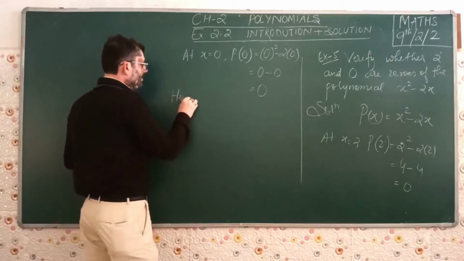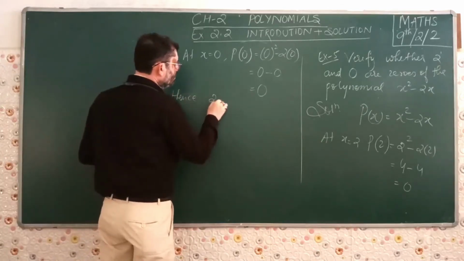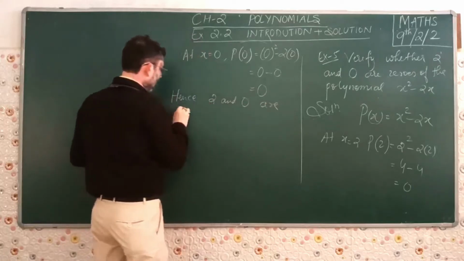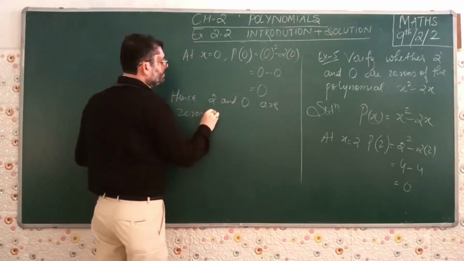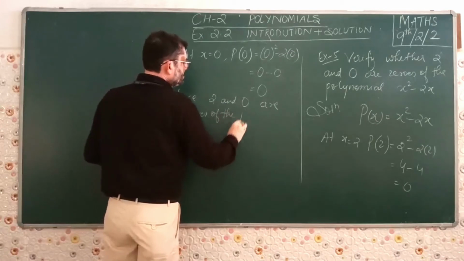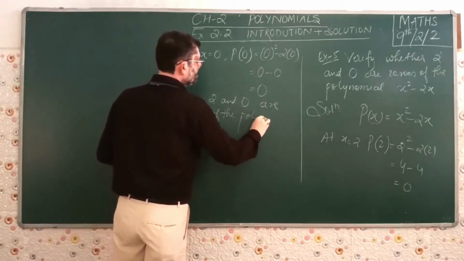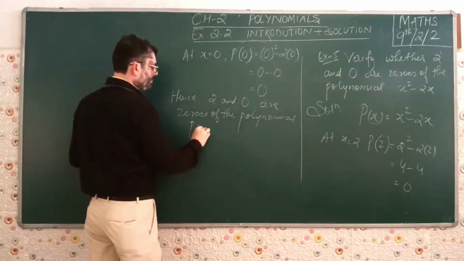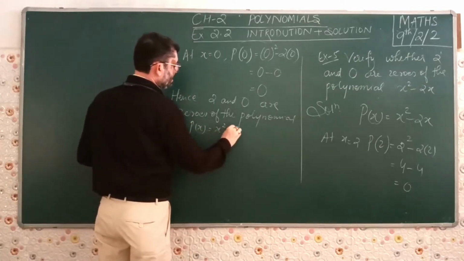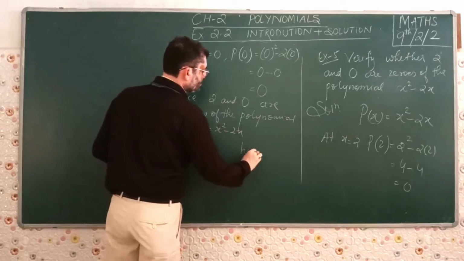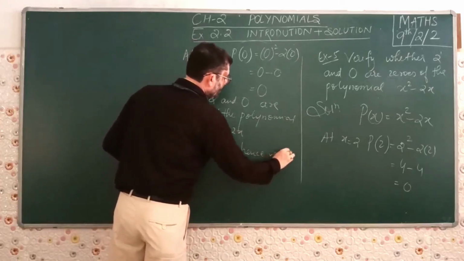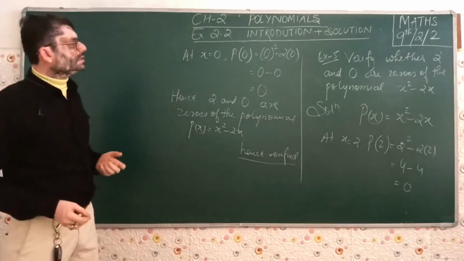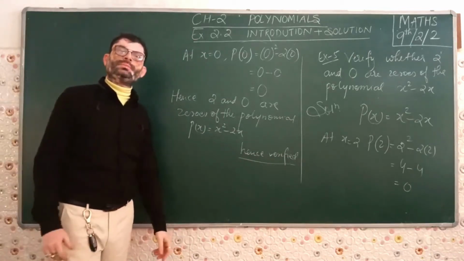Hence we can say 2 and 0 both are zeros of the polynomial that is given to us, that is, zeros of the polynomial p of x is equal to x square minus 2x, and hence we have verified. What we have verified? That both the values 2 and 0 are the zeros of the polynomial.